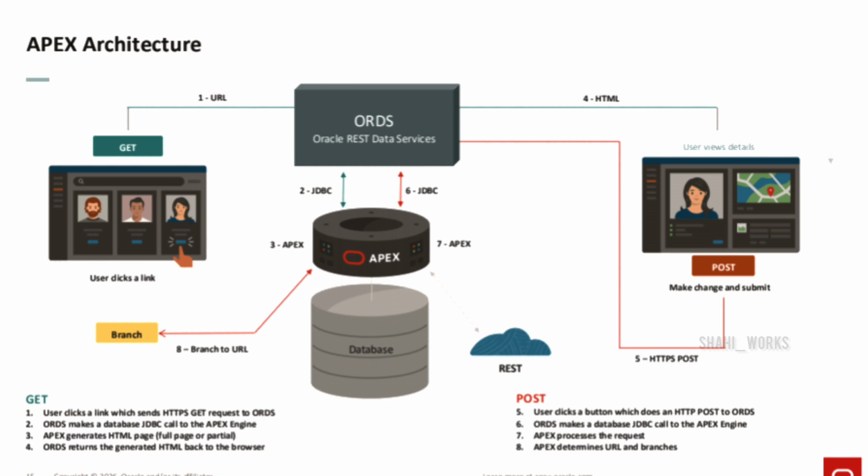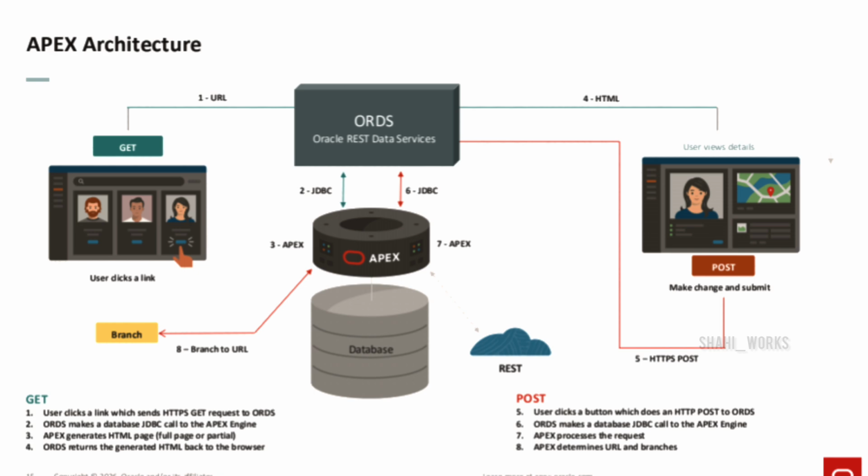Now we will be learning about one of the important topics, which is known as Apex architecture. So how the user will be getting the request from the Apex. They are of two types, get and post. In get, the user clicks the link which sends the HTTP GET method and it will be sent to ORDS. ORDS means Oracle REST Data Services. Next, the URL will be sent to the ORDS HTTP. So ORDS makes the database JDBC, Java database, call the Apex engine, and then the Apex engine will generate the HTML page, and at last the ORDS returns the generated HTML back to the browser.